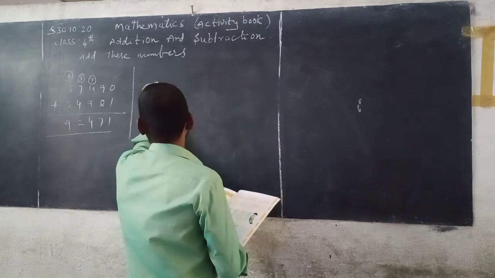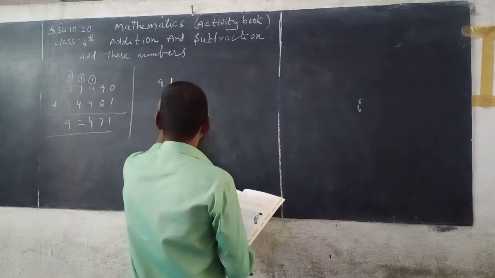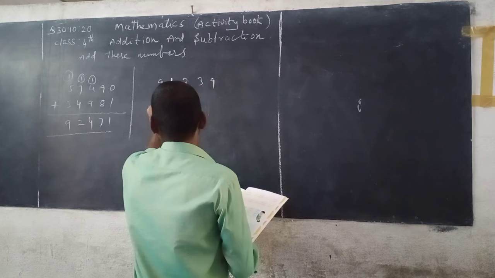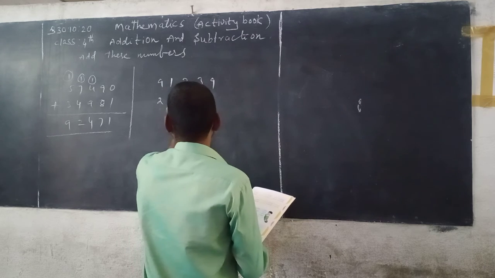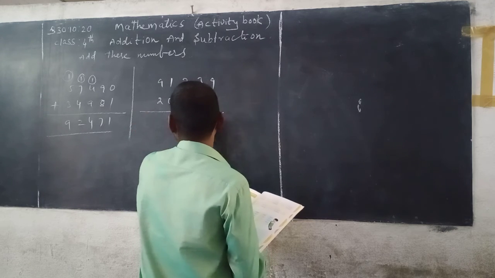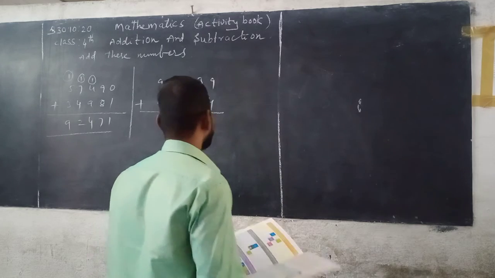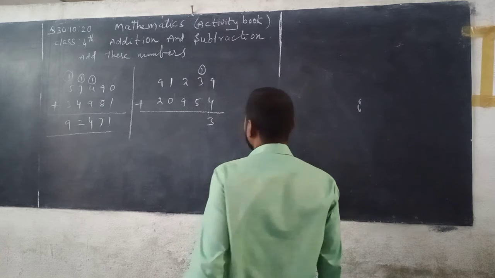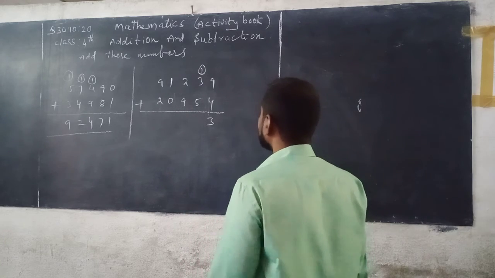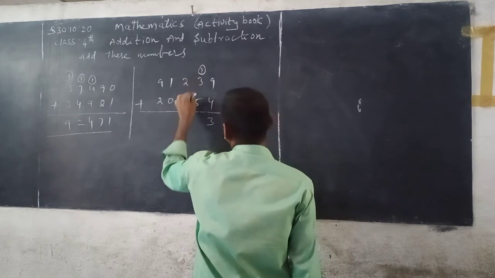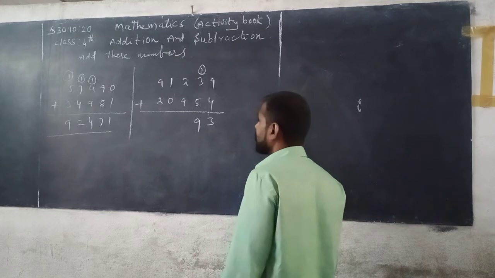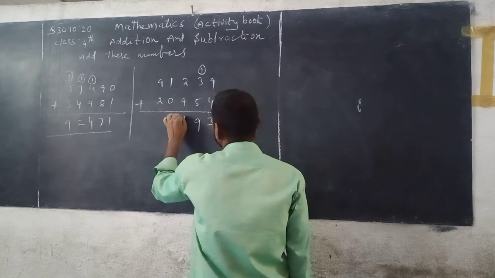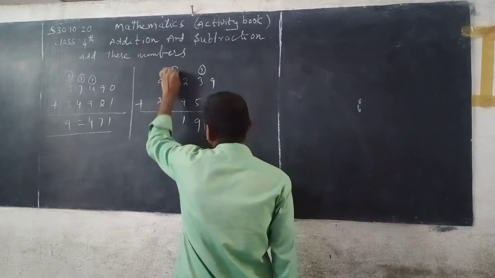Now next, 91,239 plus 20,954. First add the digits in the ones place, that is 9 plus 4, you get 13. 3 write down in the ones column and 1 is carrying to the tens place. Next add the digits in the tens place, that is 1 plus 3, 4, 4 plus 5, 9, write down in the tens column. Next add the digits in the hundreds place, that is 2 plus 9, 11, 1 taking, write down in the hundreds place, 1 is carrying to the thousands place.